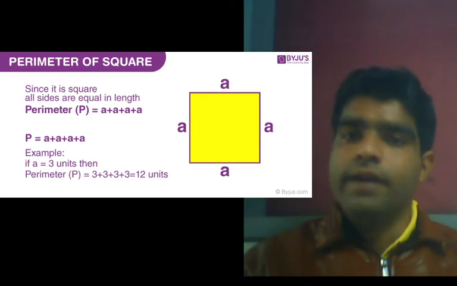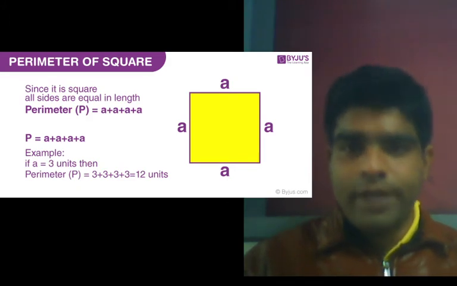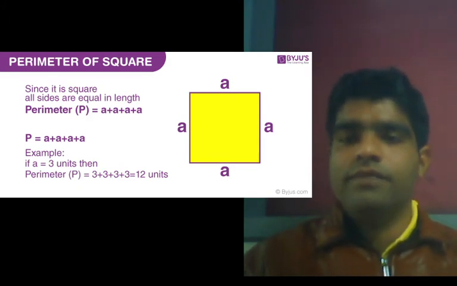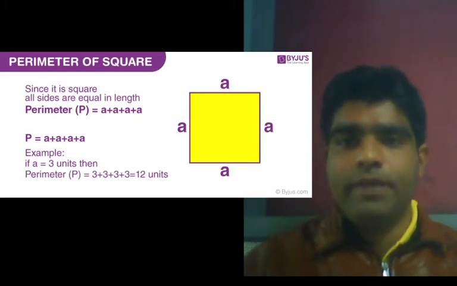Now, to find the perimeter of different shapes. Dear kids, first of all, regarding the shapes, you have to find the perimeter of a square, the perimeter of a triangle, and the perimeter of a rectangle.